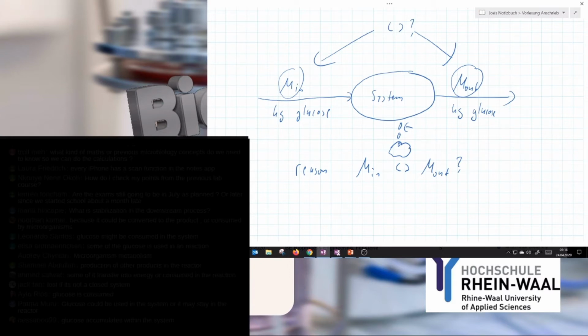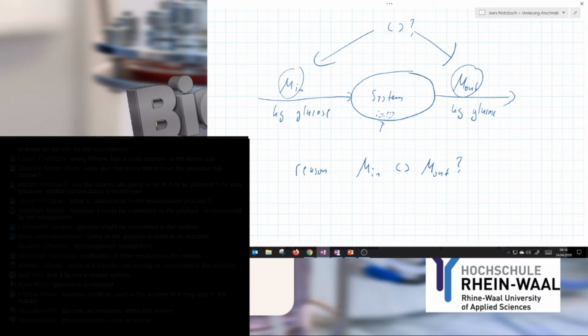Glucose accumulation within the system could also be a problem. So if you measure, then you have a lower amount of glucose getting out. It could be, for whatever reason, that your glucose crystallizes, and then you have crystallized glucose, and the out is then lower, and this glucose is not being consumed. You have no window to look into the reactor. This could happen.